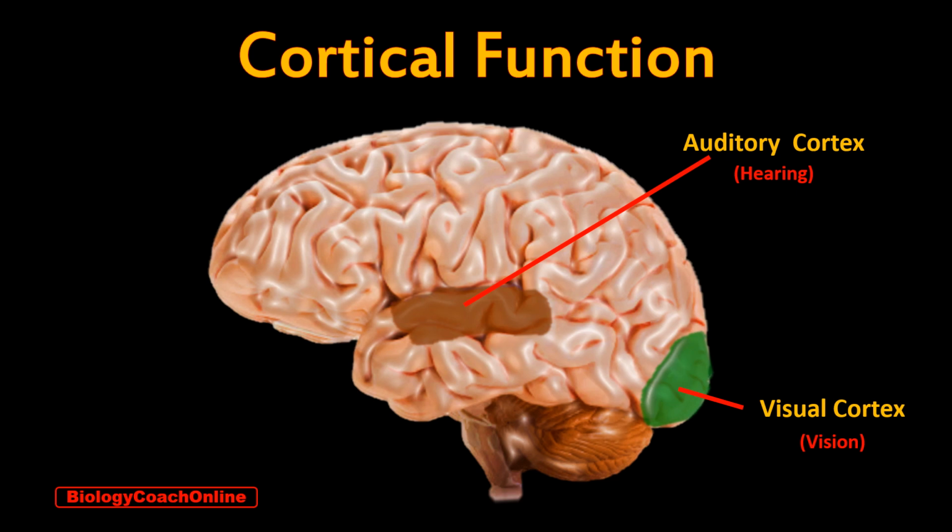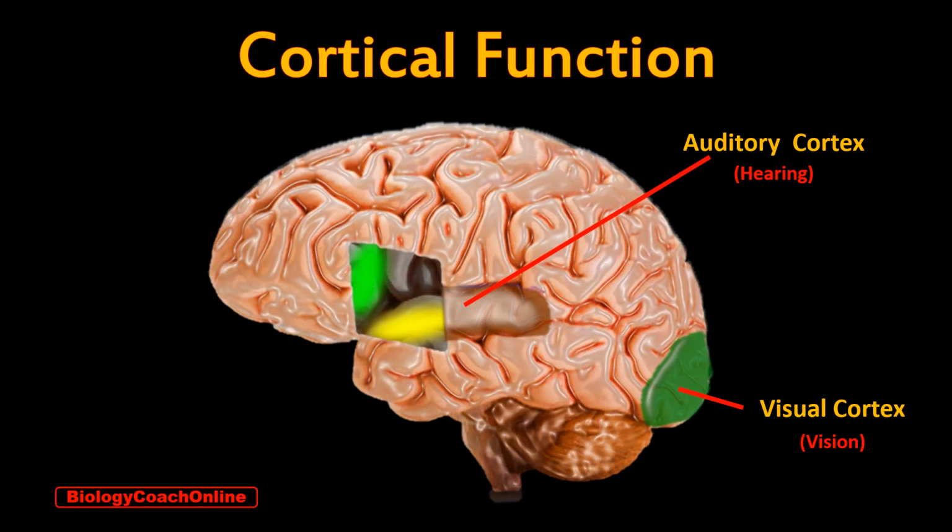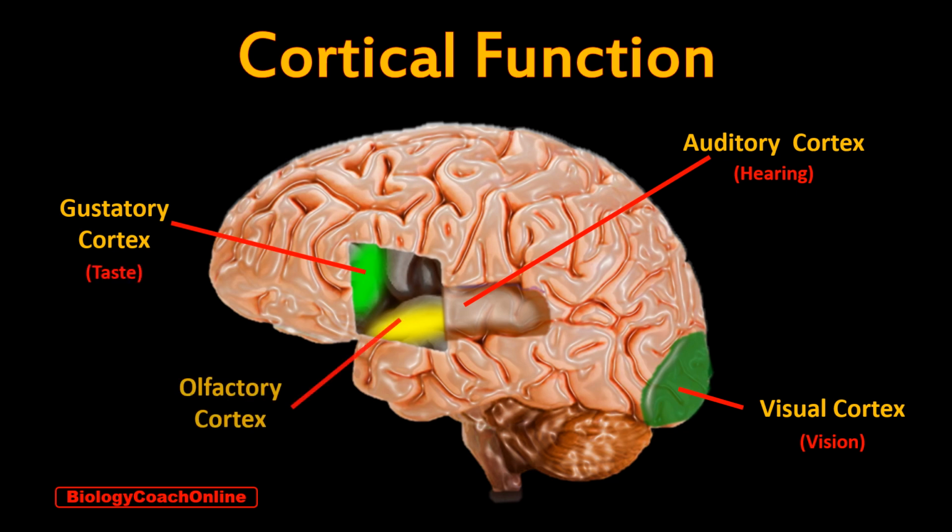So if we open a little window into the cerebral cortex so that we can see inside, then we have two areas pop out at us. In green we see the gustatory cortex, that's your sense of taste, and in yellow we see the olfactory cortex, that's your sense of smell. So here we see the cortices of 4 of your 5 special senses, the other being touch. We'll look at all of the special senses in the next section.